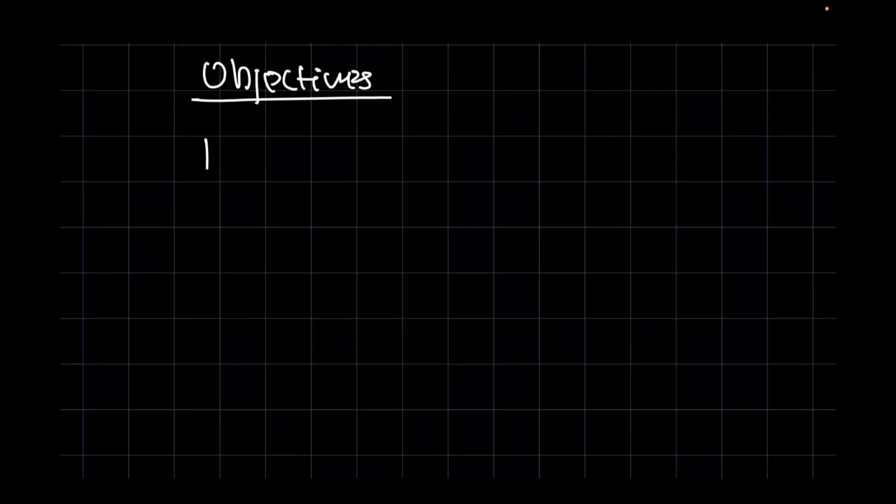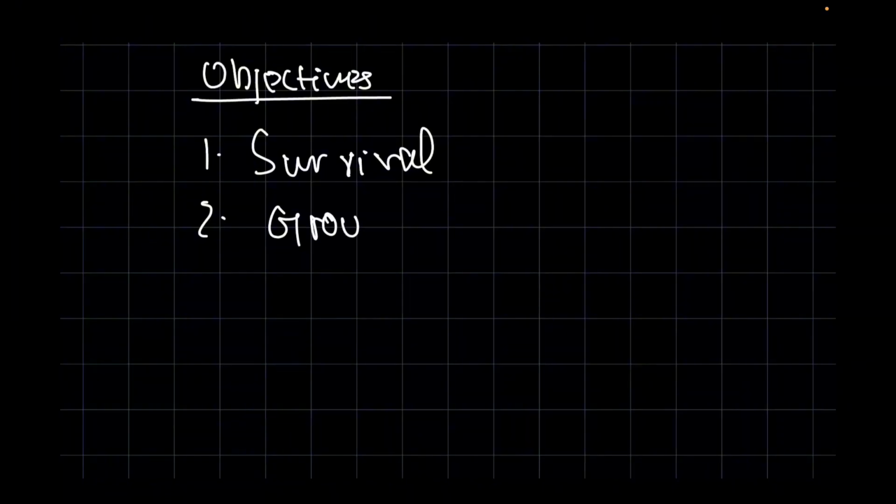The objectives of any firm are essentially of five main types. Firstly, any firm that is new to the market would want to survive. So survival is their first objective in the short run. And then you have an objective of growth. Any firm that wants to make it big wants to grow, either through internal methods or external methods, which we discussed in the previous videos.